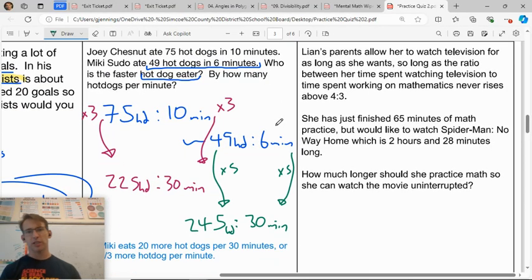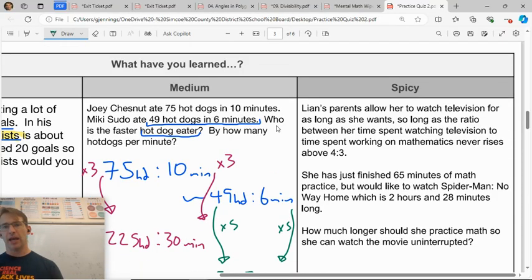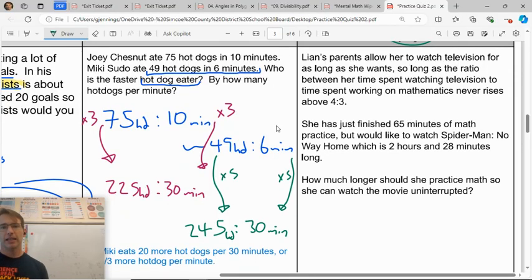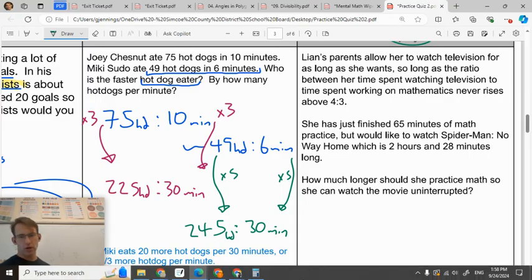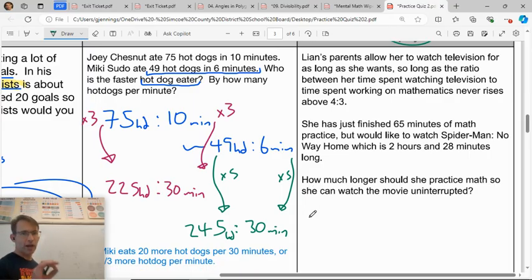Now, this one is tricky. This one is like the properly spicy one. And this is a tricky question. Let's take a look at it. Lian's parents want Lian to be motivated to practice her math and her ratios and all that. So they created this system where she can spend time watching TV.